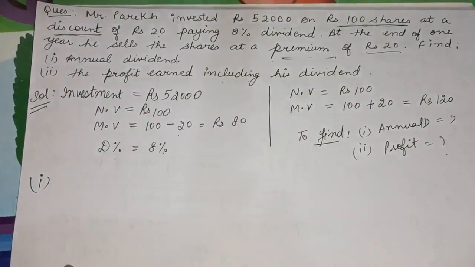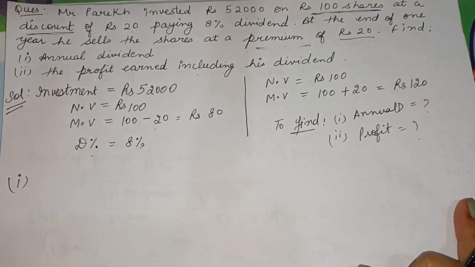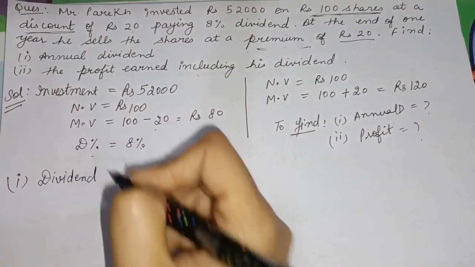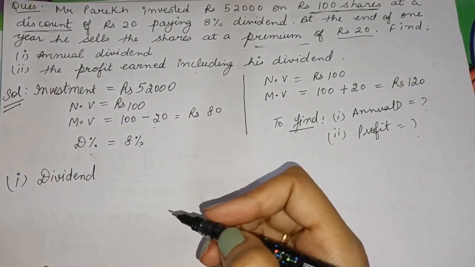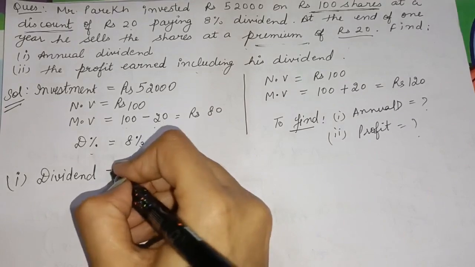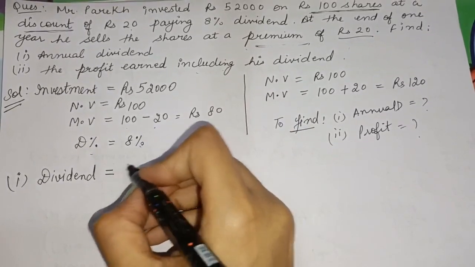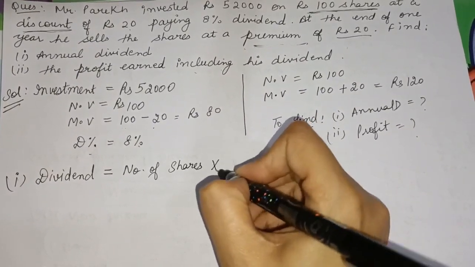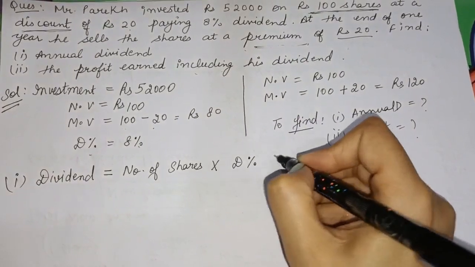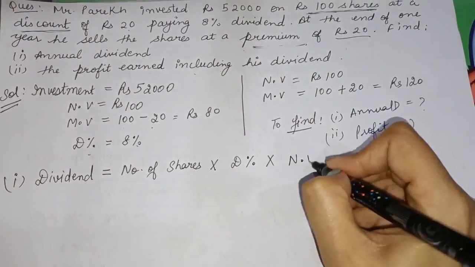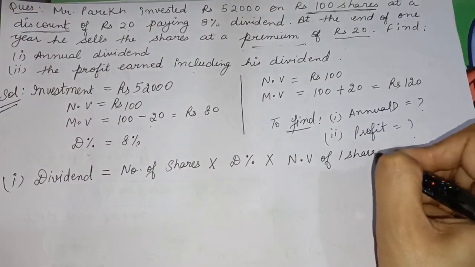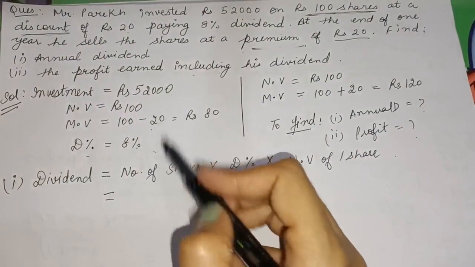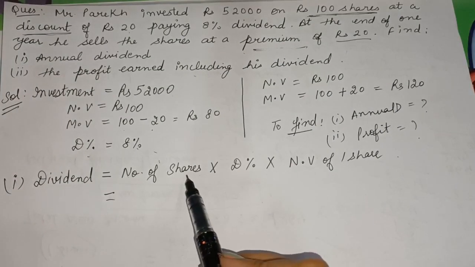Annual dividend. For annual dividend we know the direct formula. Dividend, annual dividend, annual income, return, profit, all are the same. So the formula is number of shares into dividend percentage into nominal value of one share. I have already discussed this formula. Here again we don't know the number of shares, so the same concept will apply.